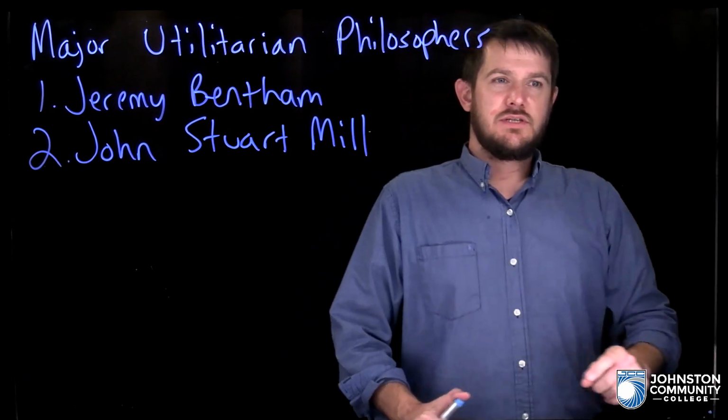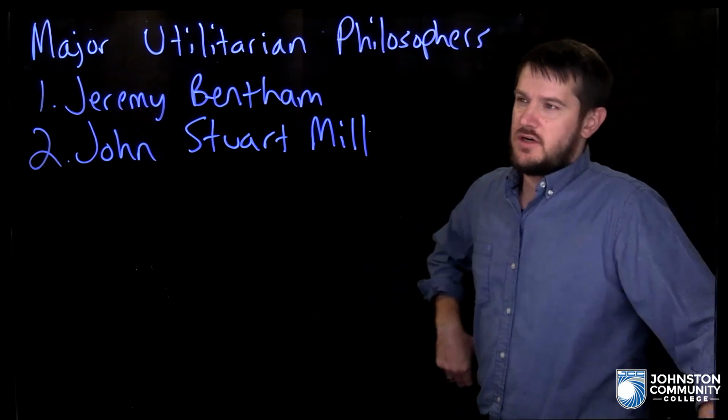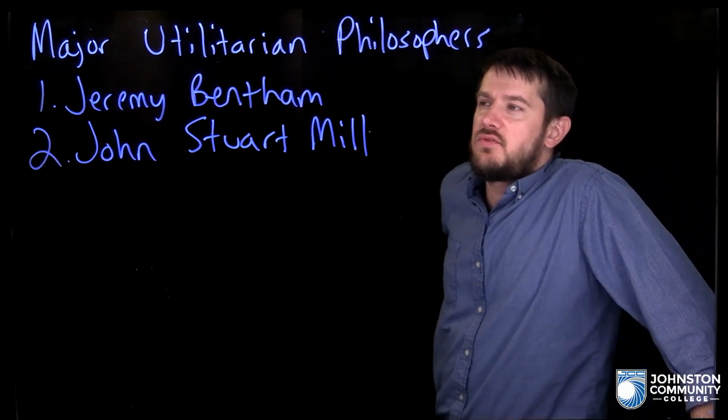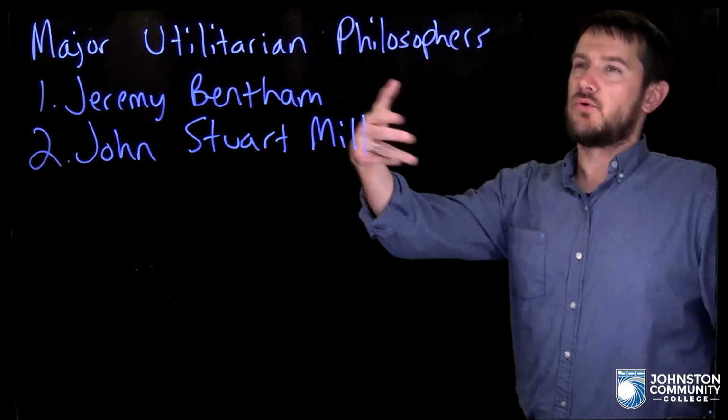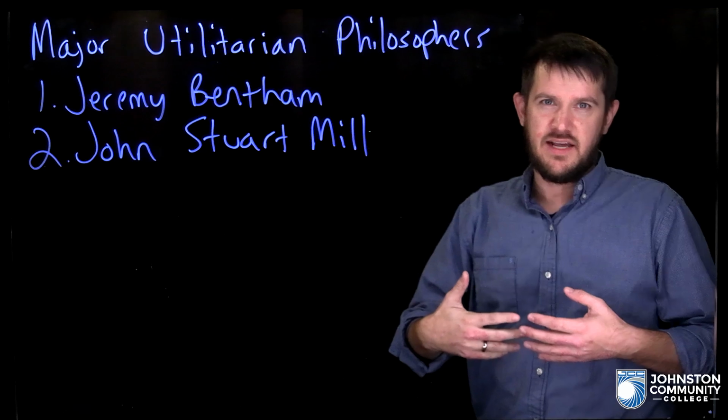John Stuart Mill was really the most important and influential of the utilitarian philosophers. He was a 19th century English philosopher, part of the liberal tradition. Here, liberal has to do with liberty. It has to do with freedom.